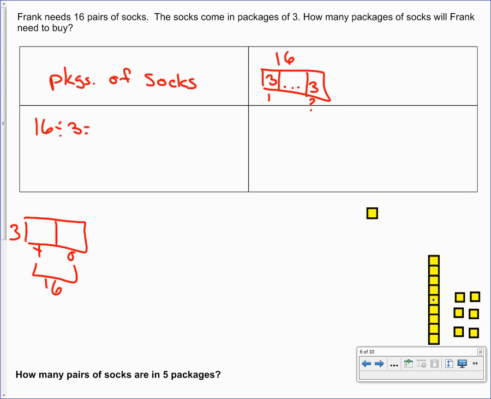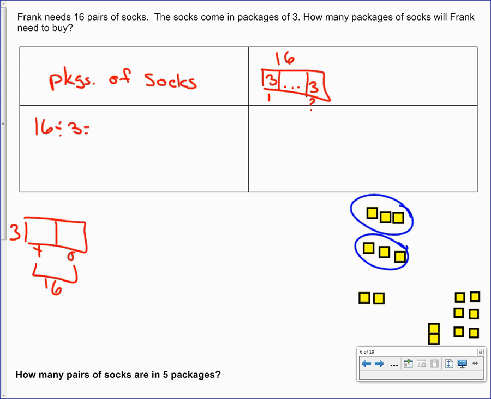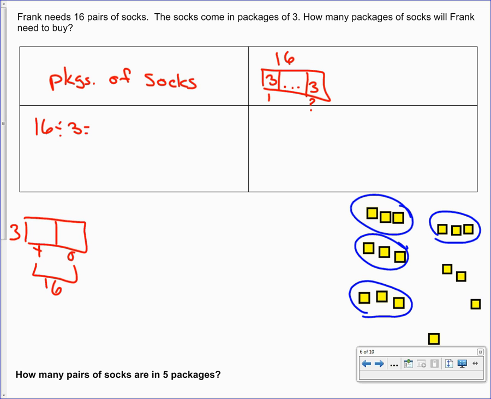So let's take 1, 2, 3. There's a group. Second group, 1, 2, 3. 1, 2, 3. 1, 2, 3. I got this 1 left over right here. So how many groups of 3 did we make? We made 1, 2, 3, 4, 5 groups of 3.